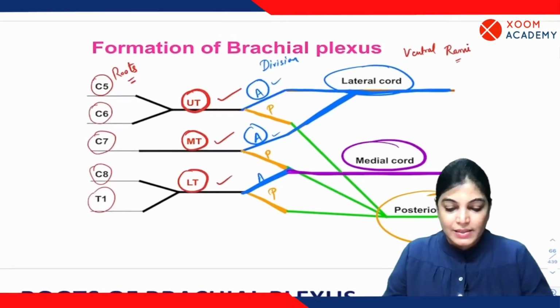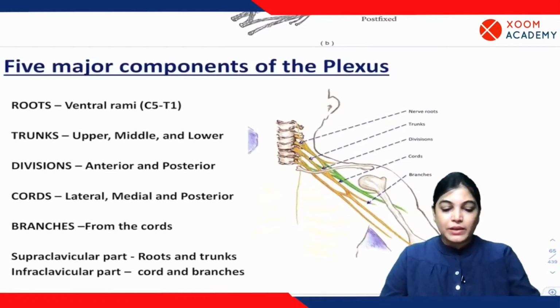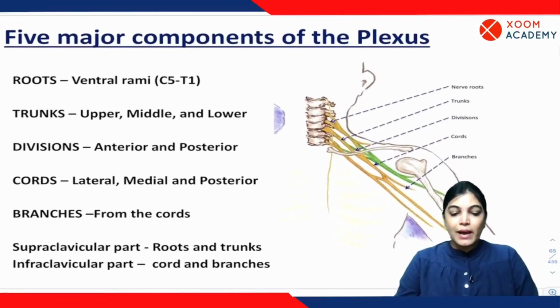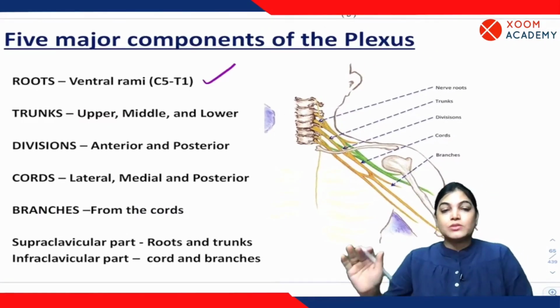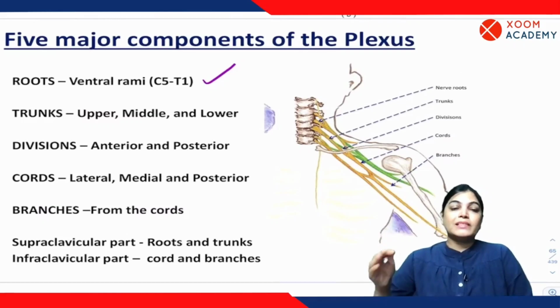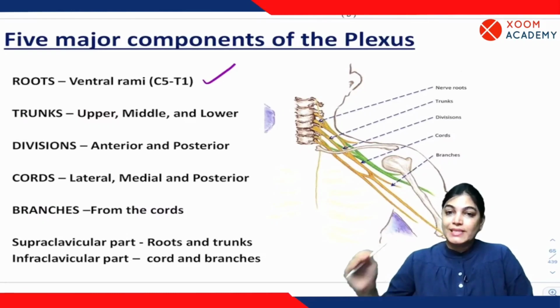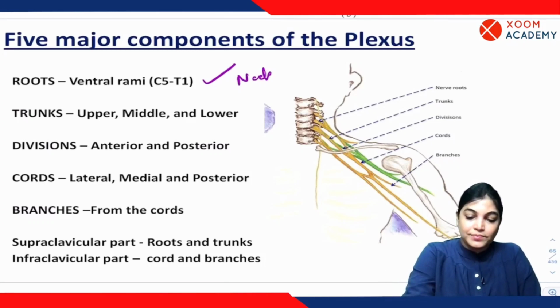So before that, let's see. So yes, in this diagram you can appreciate, so let me slightly enlarge this image. When I am enlarging this image, you can clearly appreciate the roots of brachial plexus. Normally the roots of brachial plexus are formed by anterior rami, which are also called the ventral rami of C5, C6, C7, C8 and T1, and they are located in the neck region.